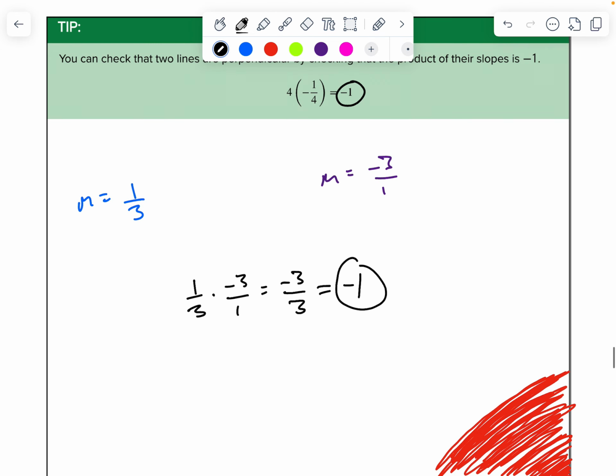That's the end of this, and remember in the next lesson what we're going to do is we're going to try to use this to graph lines. We're going to try and use the slope to graph lines.